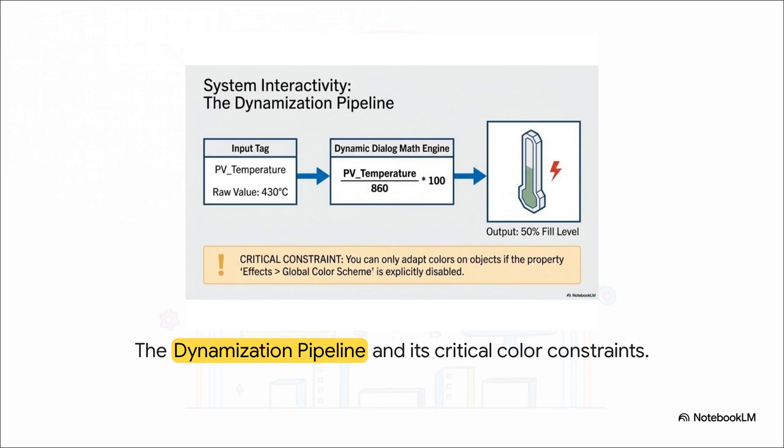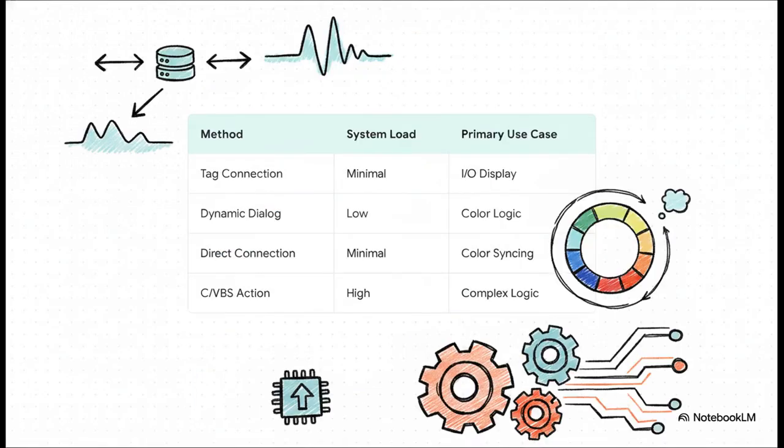But listen, you really need to pay attention to a critical constraint here. You can only adopt the colors of these objects dynamically if the property Global Color Scheme is explicitly disabled in the Effects menu. If you forget and leave that enabled, your dynamic color logic will literally just be ignored by the system. It's a common trap, so watch out for it. When you're choosing exactly how to make these elements move or change color, you basically have 4 main methods, and picking the right one is absolutely vital for your system's health.